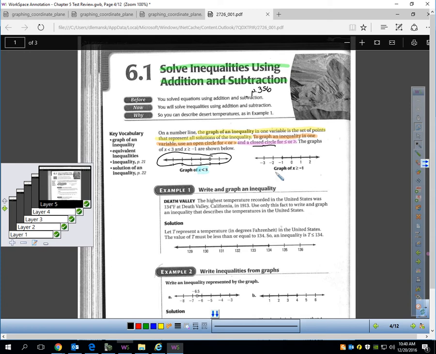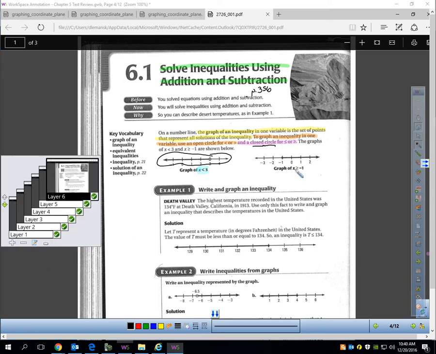Or look at this, the graph of x greater than or equal to negative 1. Imagine if I said, go home tonight and write down every number out there that is greater than or equal to negative 1, and it would take you forever. Well, on graph paper, we just put a closed circle at negative 1 because x does equal negative 1, and then just draw a line to the right, and that represents all the numbers that are greater than or equal to negative 1. The graphing's the shortcut.